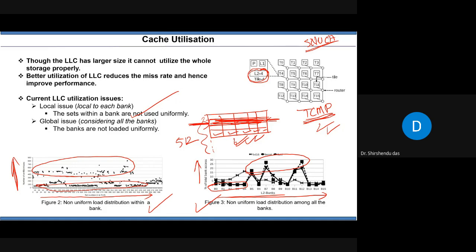How do we handle the local utilization issue? What are the recent techniques proposed to handle local utilization issues? What are the recent techniques proposed to handle global utilization issues? All these things we'll discuss in this course. And again, the security issue here is, if someone knows the internal structure of a set associative cache and targets only one set, it can create a local utilization issue.